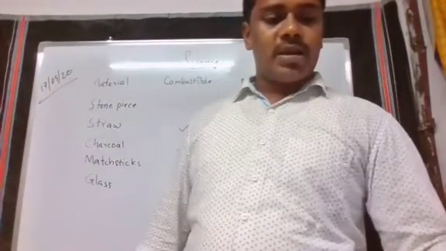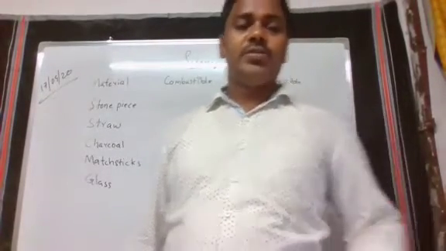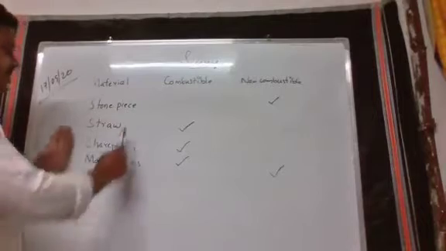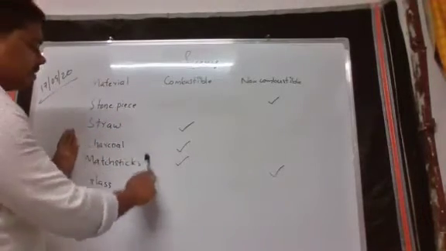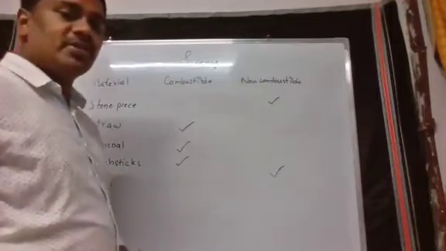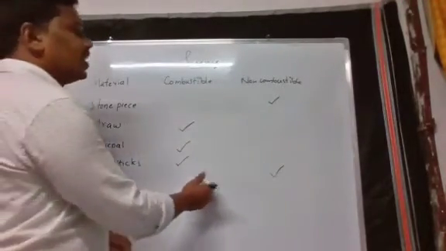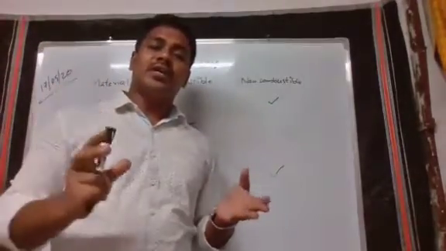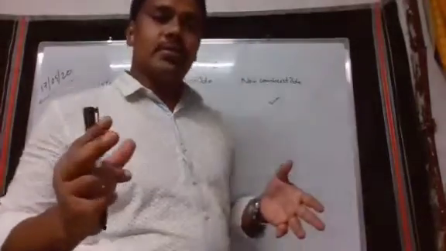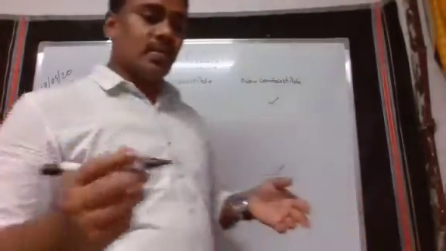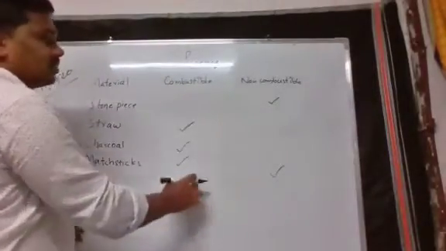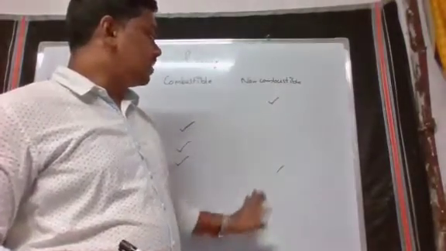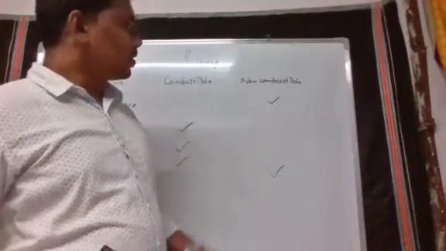Can you add some more materials to the list? You can write the materials in this part and check whether each is combustible or non-combustible, and according to that, mark it. If it is burning and producing light and flame, we can say it is combustible. If it is not producing light and heat, then we can say it is non-combustible.